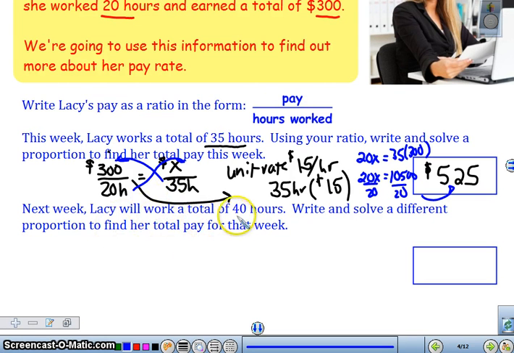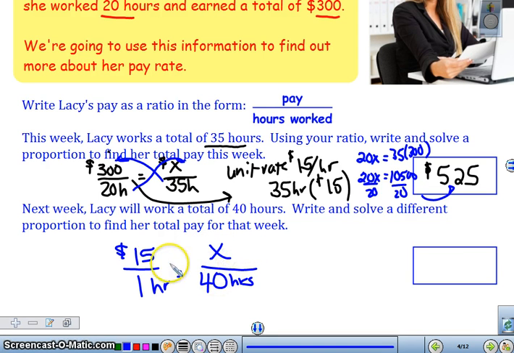It says, next week she works a total of 40 hours. Write and solve a different proportion to find her total. So this time we could say, what was our unit rate? $15 per 1 hour is equal to x for 40 hours. Now we are trying to find this amount, x. The easiest way to do it is if we have that unit rate. So now we are going to be multiplying 40 times 15 on your calculator. And we should end up with a total of $600. It makes sense, we should be getting more money for working more hours.